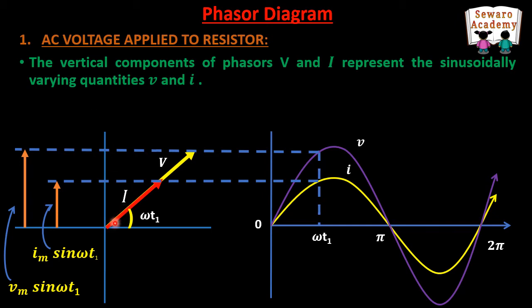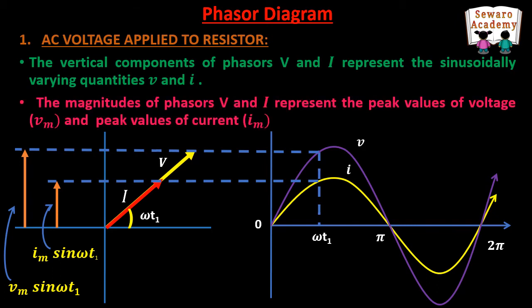Now, the magnitude of this current phasor represents the maximum current or the peak current, and the magnitude of this voltage phasor represents the maximum voltage or peak voltage. So we can say that the magnitudes of the phasors V and I represent the peak value of the voltage and the peak value of the current. So this is all about the phasor diagram.